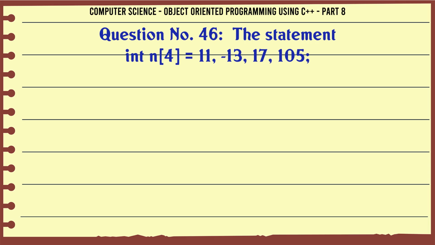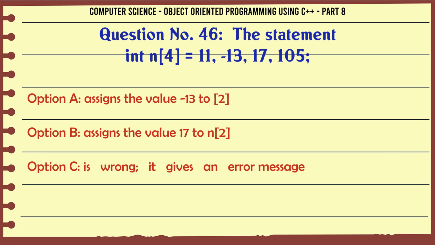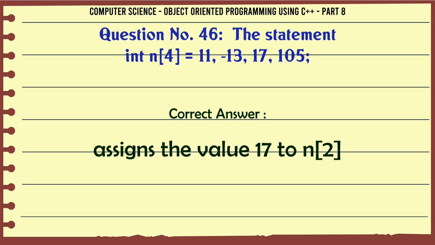The statement int n2 = 4th November 2013 17105. A. Assigns the value 13 to n2. B. Assigns the value 17 to n2. C is wrong, it gives an error message. D. Assigns the value 18 to n2. The correct answer is assigns the value 17 to n2.